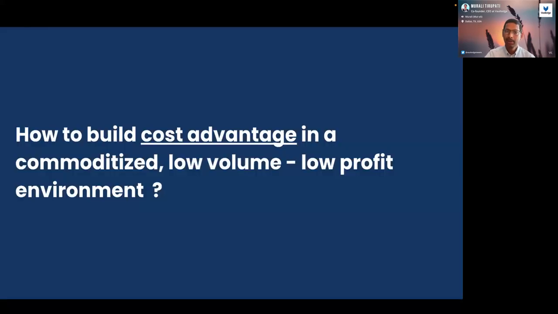Now, one thing is very important, right? We are in a commoditized, low volume, low profit environment. So with that as a given, for the current market situation, the key question to ask ourselves is, how do you build a cost advantage, right? There is not a lot of power that lenders and servicers have on the pricing side, on pricing the mortgage rates. So how do you build a cost advantage?